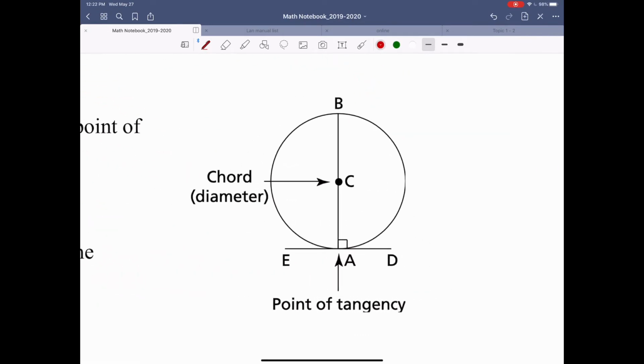Okay, so some rules. There's only one rule you need to understand, the tangent line rule. BA is the diameter, and CA therefore is the radius. If this radius or diameter is contacting the tangent line at the point of tangency, so that means A is the point of tangency, also part of line CA, then it must be 90 degrees here at angle A.